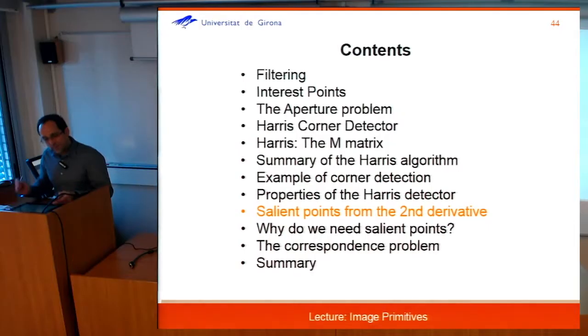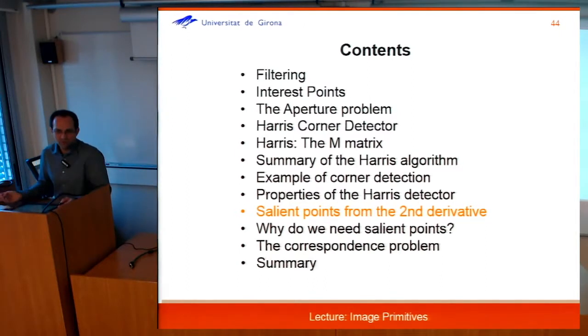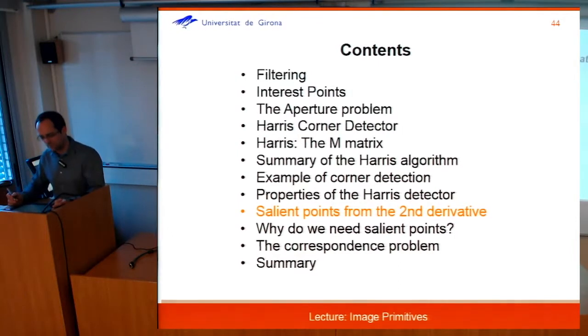Then we have seen that with Harris we could detect points, corners, using the first derivative. But there are also some methods that use the second derivative. We're going to review some of them now. So how do I detect interest points or salient points from the second derivative?